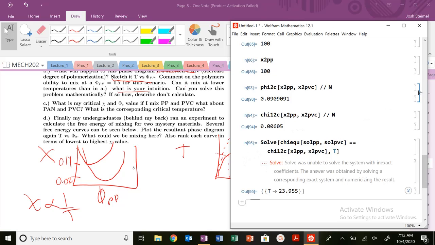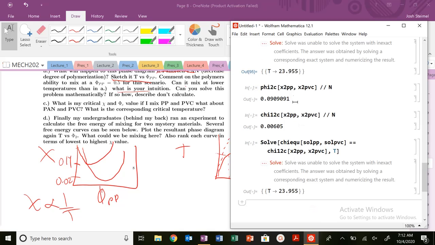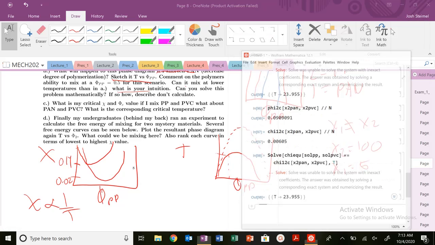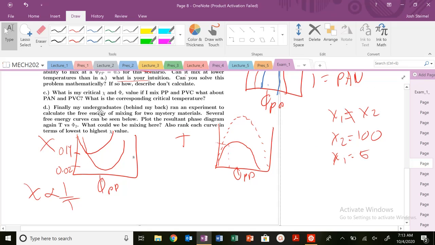And I could do the same thing for critical chi. Now I'm mixing PAN and PVC, and x2 PAN. Same thing, because they're symmetric, as you might expect. Easy answer there.